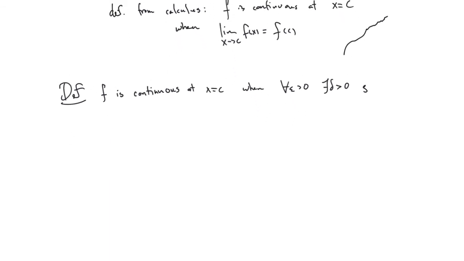For all epsilon greater than 0, there exists delta greater than 0, such that |x - c| < delta implies |f(x) - f(c)| < epsilon. All right? I'm just writing the definition of a limit again.